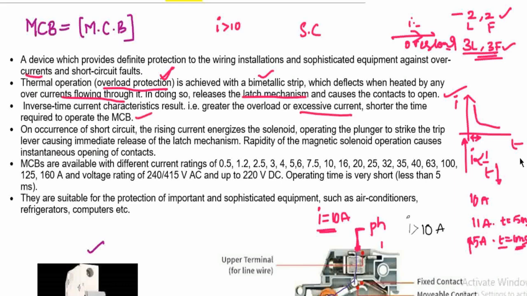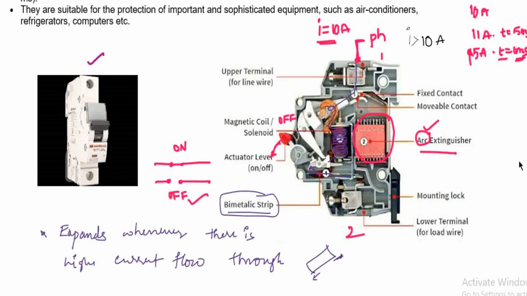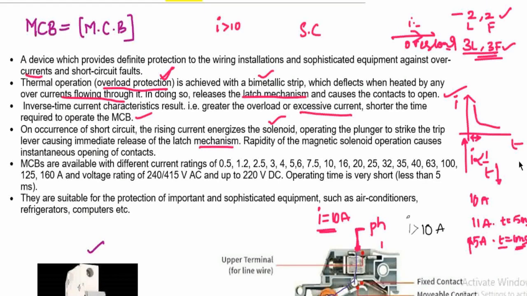On occurrence of a short circuit, the rising current energizes the solenoid, operating the plunger to strike the trip lever, causing immediate release of the latch mechanism. Here you can see this solenoid will help to trip the lever here. The rapidity of magnetic solenoid operation causes instantaneous opening of the contacts.